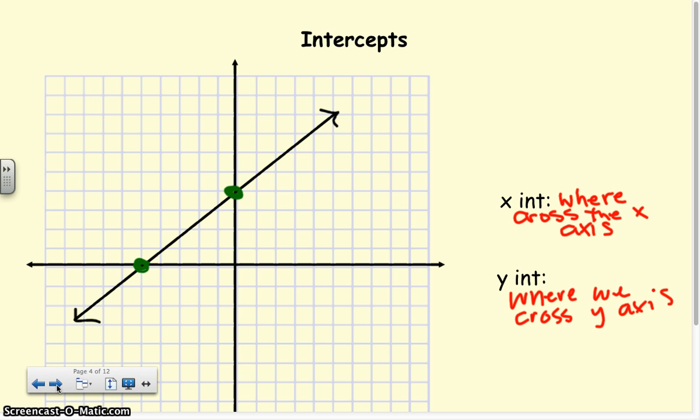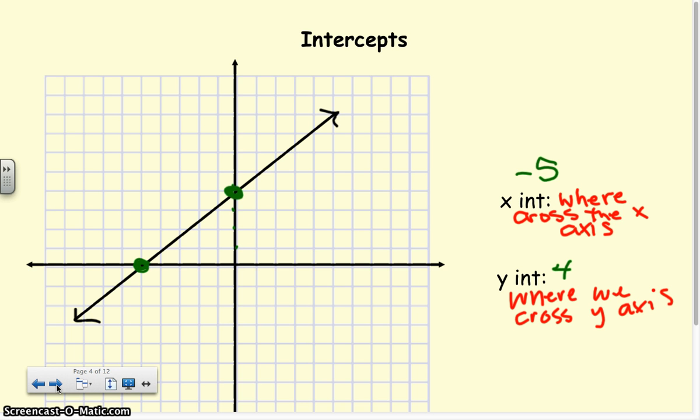So my y-intercept would be at 1, 2, 3, 4. My y-intercept of this line would be 4. And my x-intercept would be negative 1, 2, 3, 4, 5. If you have something in standard form, I might say find the intercepts and then graph it. Because if you find the intercepts, a line is really a connection of two or more points.